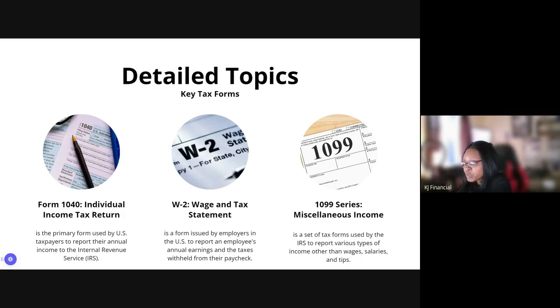Then you have your W-2, which is your wage and tax statement. Of course, our employers give this and give us our annual income. And then we have our 1099 series, which are a number of different forms that give us our different wages. We will go over what the 1099 forms are and how they're used and who all receives them and who doesn't receive them.